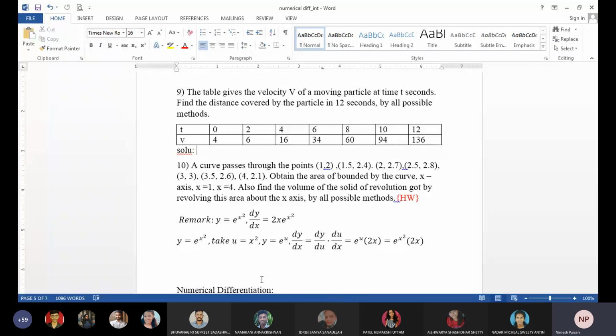So what is given? The table gives the velocity v of a moving particle and time is given. We have to find the distance covered by the particle in 12 seconds by all possible methods. So first of all, what do we have to find here? That you identify. What you are supposed to find out, that you identify.